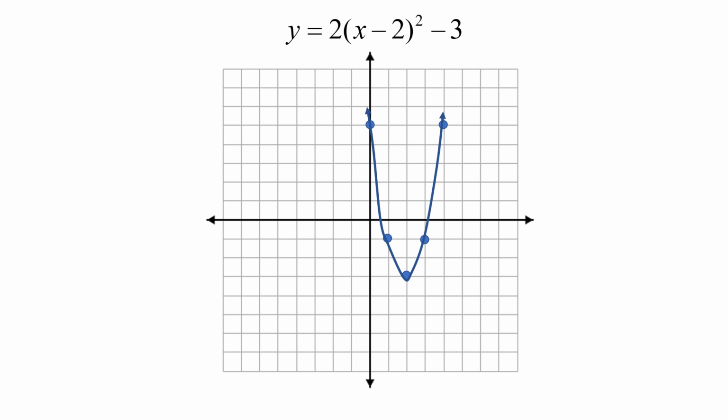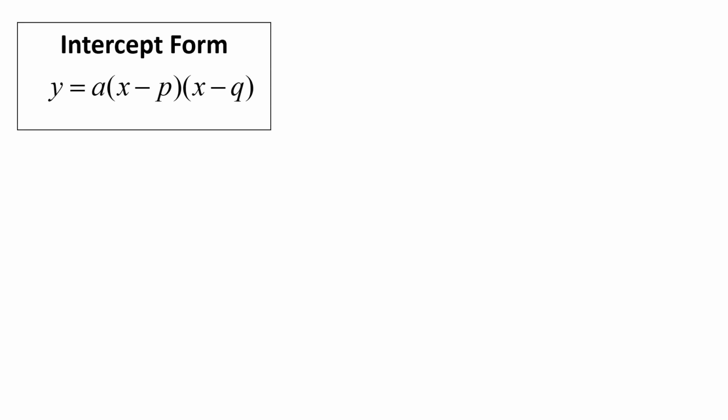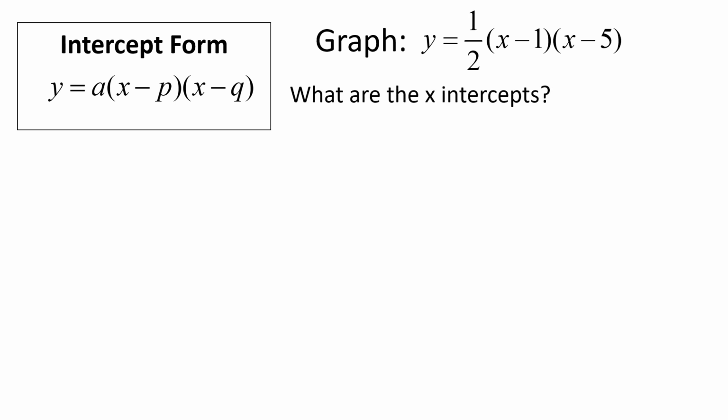So we've talked about vertex form, we've talked about standard form. Now we're going to talk about intercept form. So if we want to graph y equals 1/2 (x minus 1)(x minus 5), this is called intercept form because it tells you the intercepts by just looking at it.